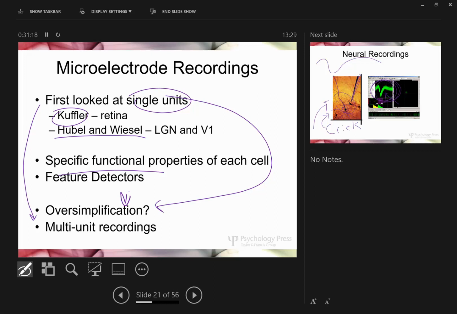So then some folks said, well, hey, why don't we just record from a bunch at once? And they made some technological advances, and they were able to record from maybe even 1,000 of these cells at one time. It was really impressive.